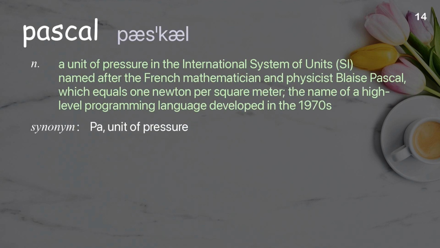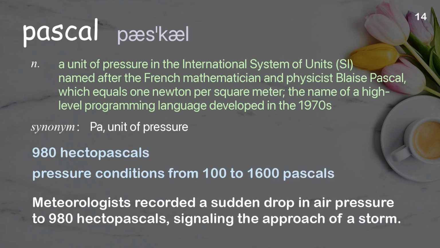Pascal. A unit of pressure in the International System of Units, SI, named after the French mathematician and physicist Blaise Pascal, which equals 1 Newton per square meter; also the name of a high-level programming language developed in the 1970s. Examples: 980 hectopascals. Pressure conditions from 100 to 1600 pascals. Meteorologists recorded a sudden drop in air pressure to 980 hectopascals, signaling the approach of a storm.